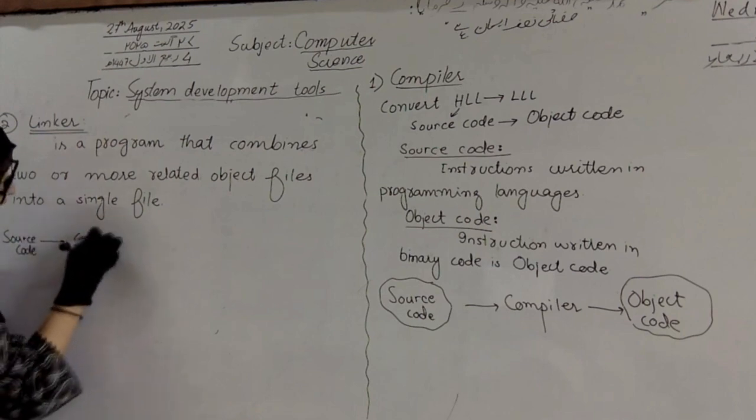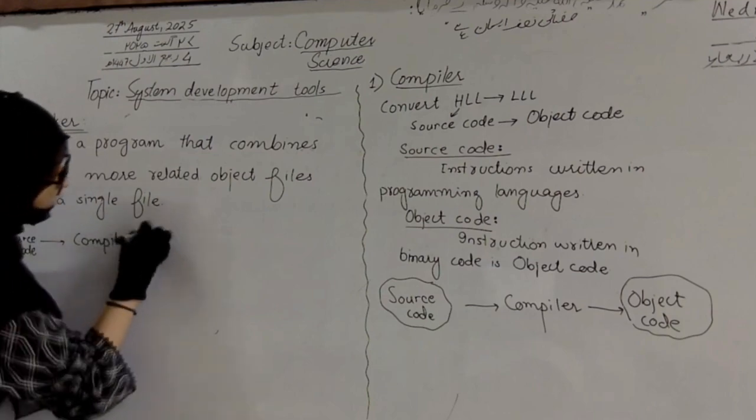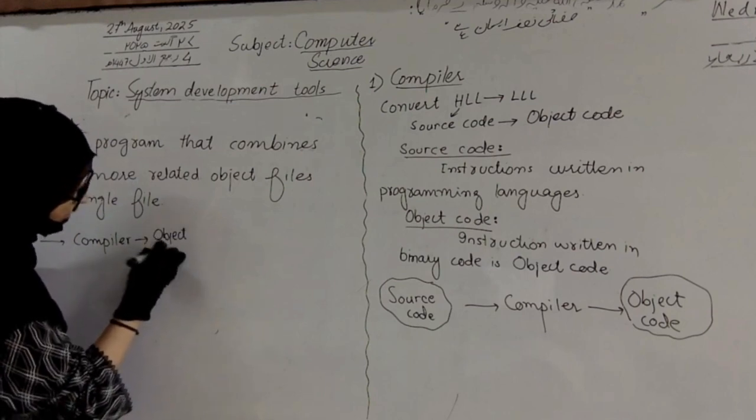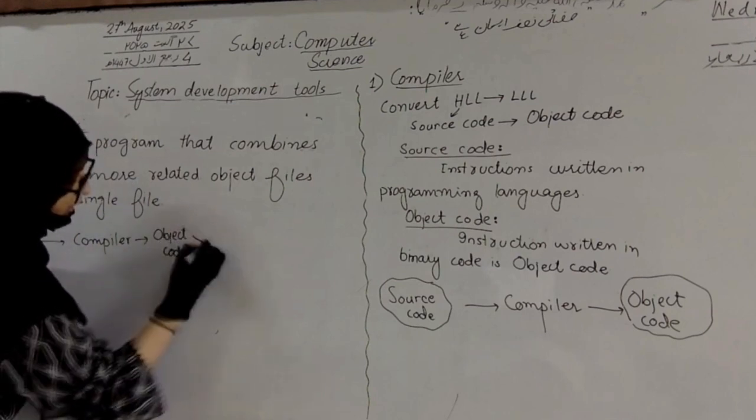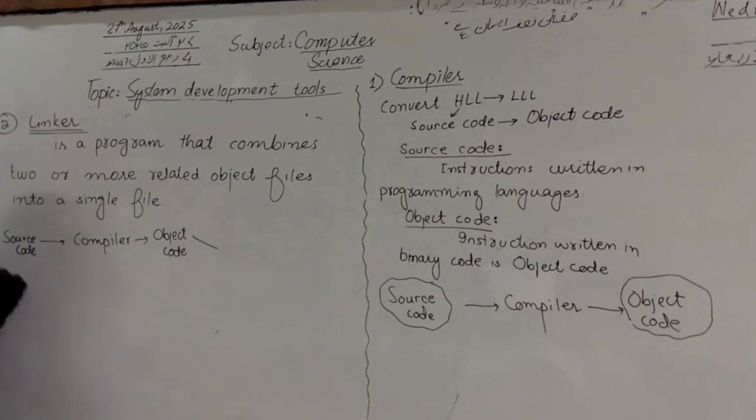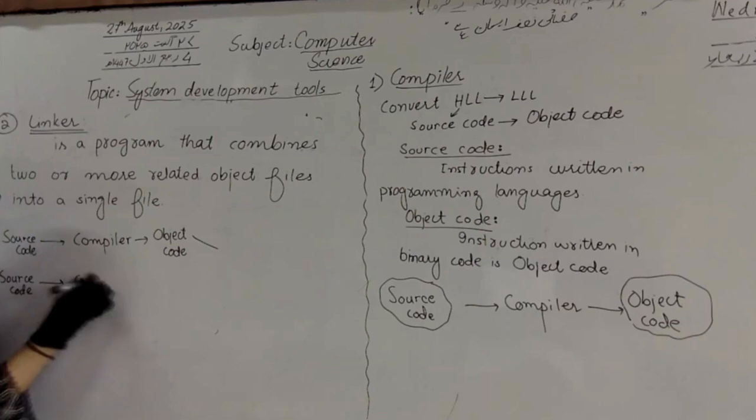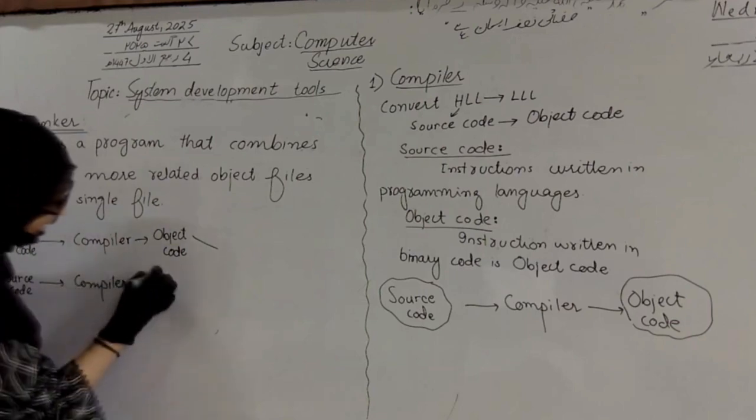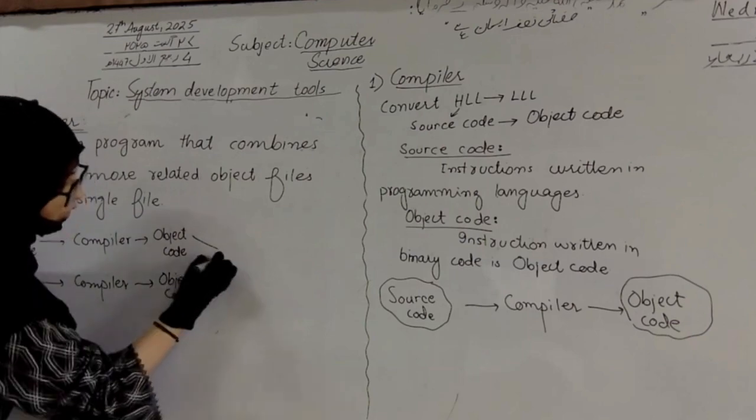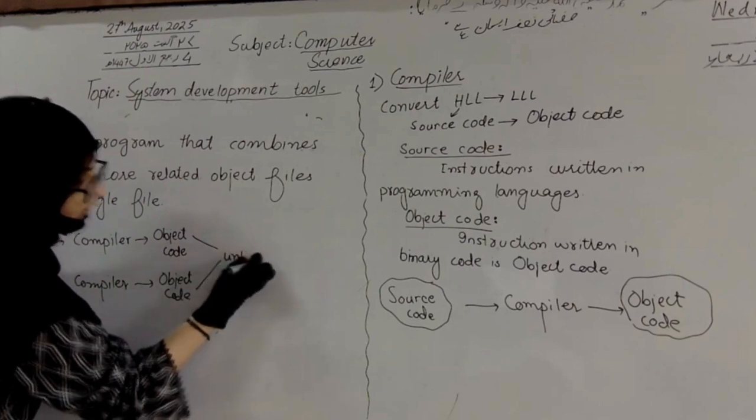In between, you know that there is a compiler. After that, we will be having the object code or object file. In between, we will be having the linker. Let me draw the second one as well. The first file and the second file. Source code, then again compiler, then again object code. And these two can be joined with the help of linker.